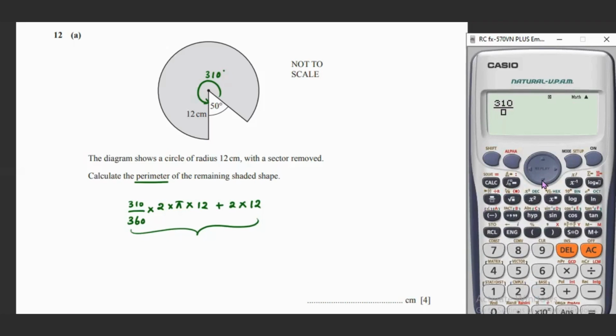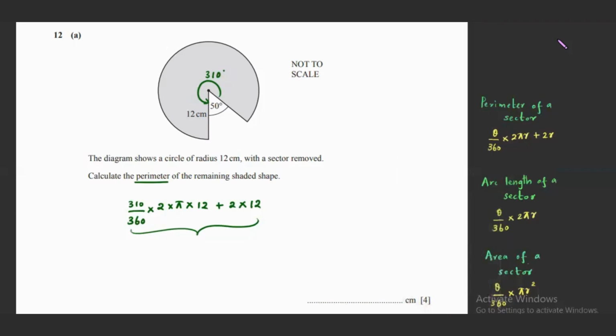So I'm going to put this in the calculator. So it's going to be 310 over 360. Then I need to times it with 2 times pi times 12. And then with this, I need to add 2 times 12, because that is the 2 radii of the sector, which is 88.926. So corrected to 2 decimal places, I can write it as 88.93 centimeters. This will be the perimeter of the sector given here.